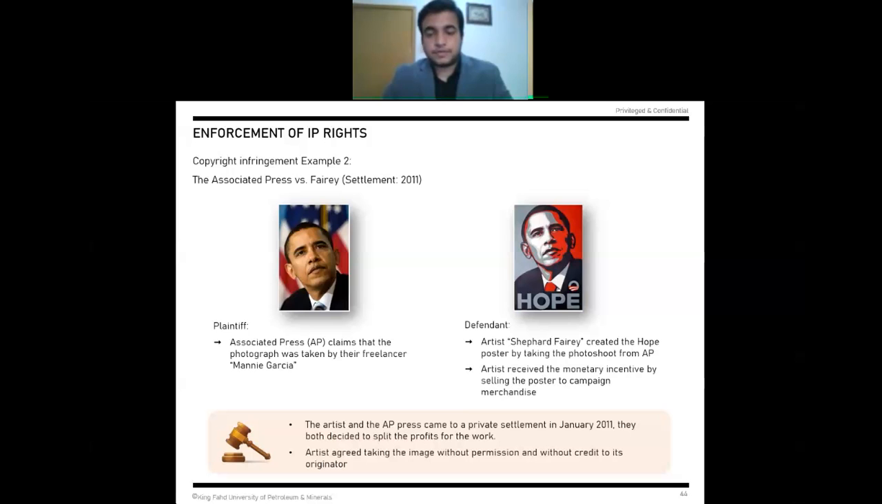So we have seen one example where the court ruled in favor of the defendant, and in the second example we are seeing that it is also possible to settle out of court and find a path which is good for both the parties.